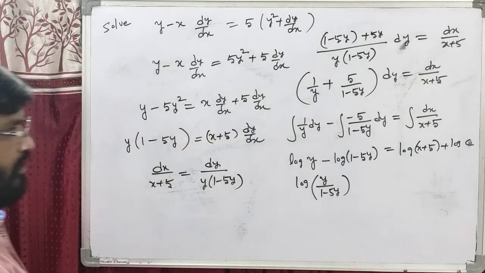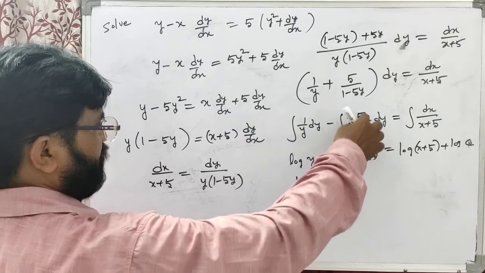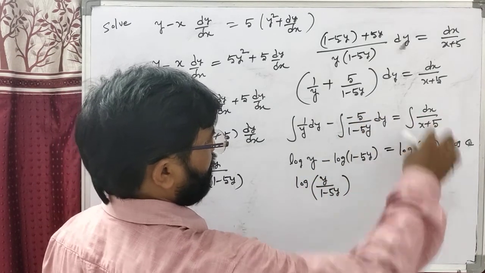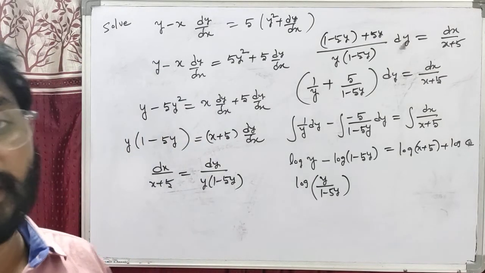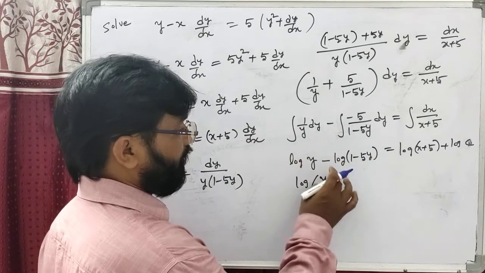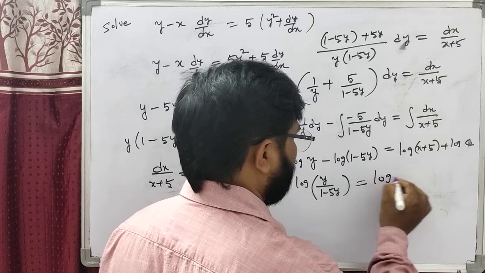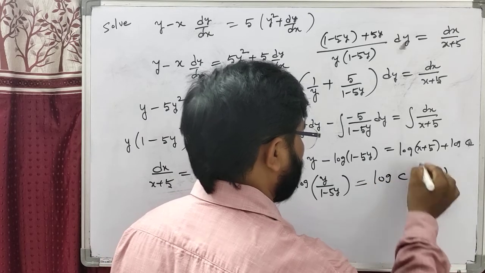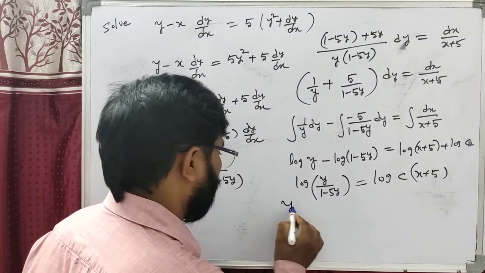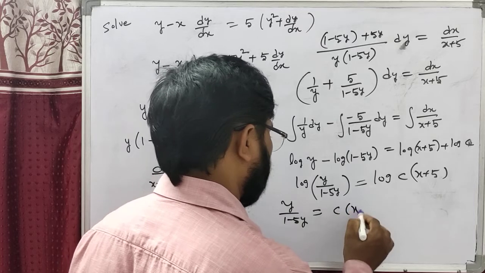So dear students, each one is f dash of x by f of x. This is also the derivative of this one. The derivative of minus 5y is minus 5, and the derivative of x is 1. So f dash x by f of x is the log mod of f of x. Therefore students, here log a minus log b, log of a by b, equals log a plus log b, log ab, that is c into x plus 5. Dear students, now we can remove the log on both sides: y by 1 minus 5y equals c into x plus 5.